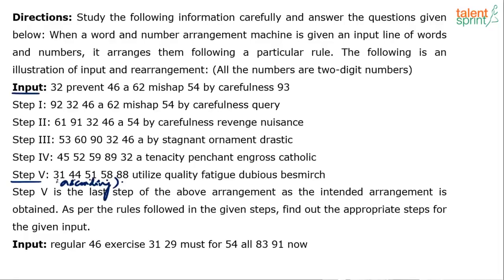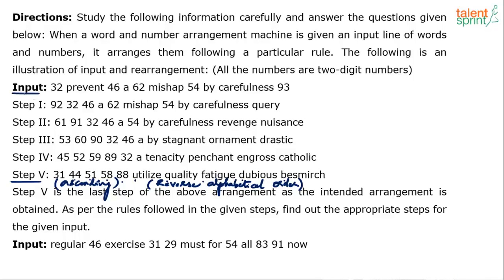Look at the words now. The words are utilize, quality, fatigue, dubious, and whatever this is, besmirch, let's say. So U, Q, F, D, B. Clearly the words have been arranged in reverse alphabetical order. Right? So that's the first understanding that we have. Whatever the input, the desired output is to have numbers in the beginning and words at the end. The numbers have to be in ascending order and the words have to be in reverse alphabetical order.